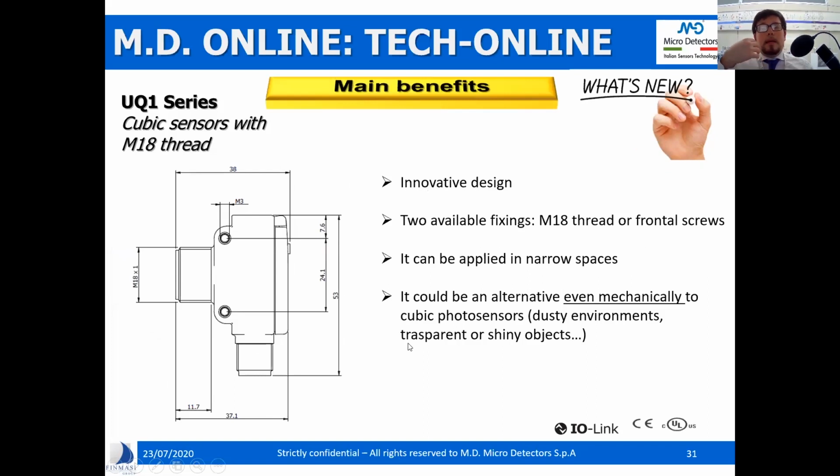and that it represents an alternative from a mechanical point of view to cubic photosensors, to cubic photoelectric sensors, especially when talking about dusty environments, and environments with the presence of transparent or shiny objects.